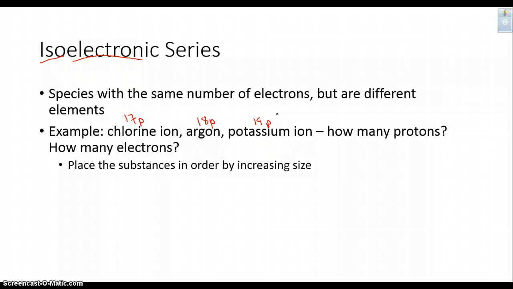Now, logically, which one then would be the smallest or largest? Well, since you have the least number of protons here, and this one has the most number of protons, this has much more pulling power than this one does. So that means this one's going to be pulling in its electrons much more than your chlorine. Therefore, this one will be the smallest. So the order in which this would go would be K plus first, then your argon, and then your chloride ion, which would be the largest.